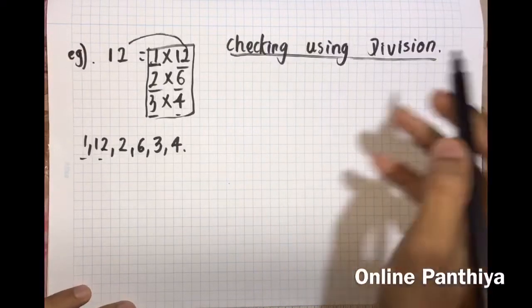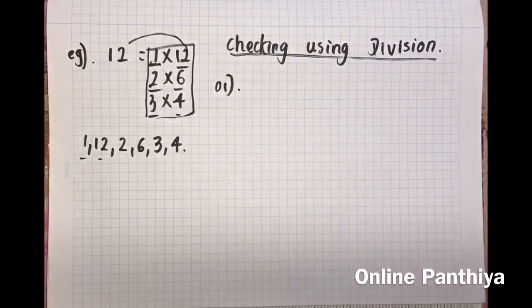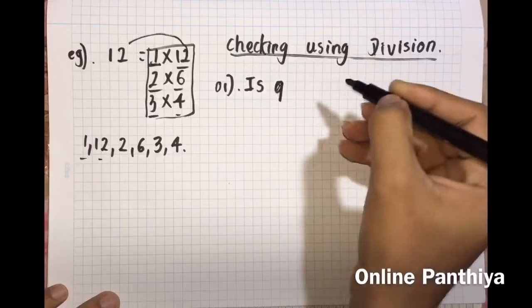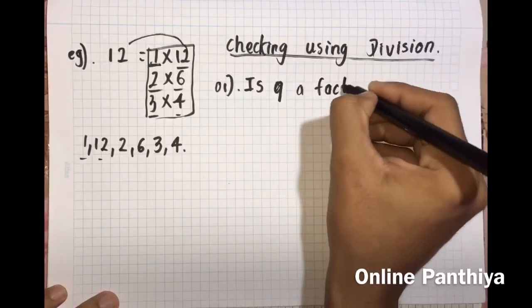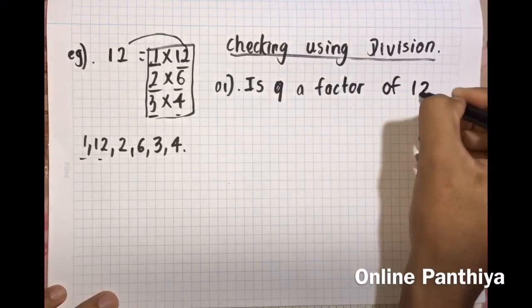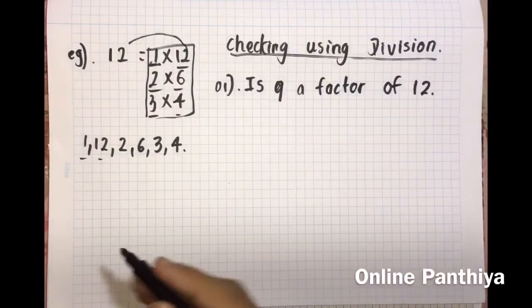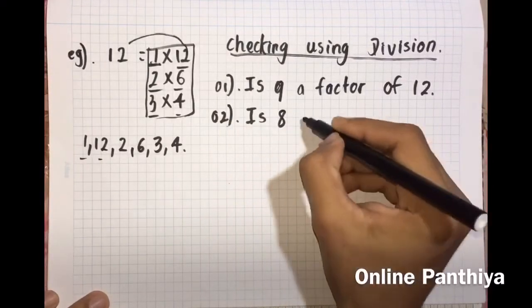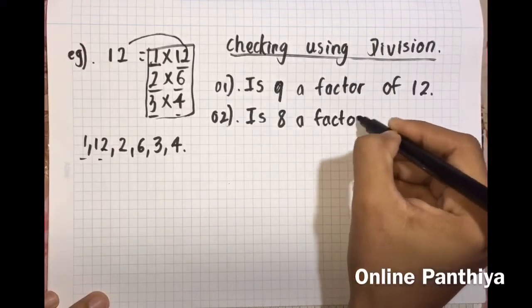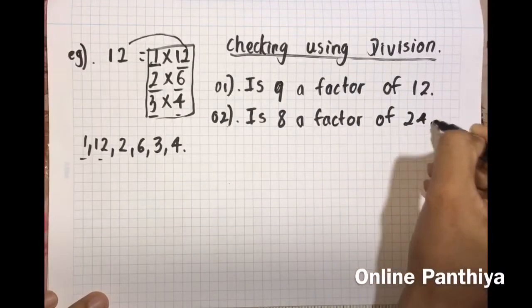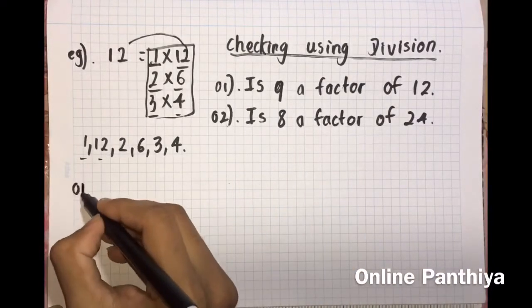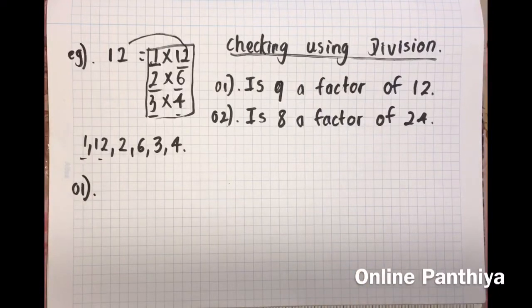Okay, let us assume an example is given. This is the question given: is 9 a factor of 12? That is one question. The second question is, is 8 a factor of 24? Now we are going to solve both of these questions. To start with, let us first check the first question. How do you check? That is very simple. Listen to this very carefully.